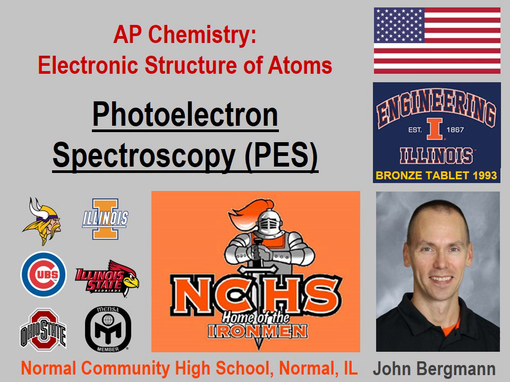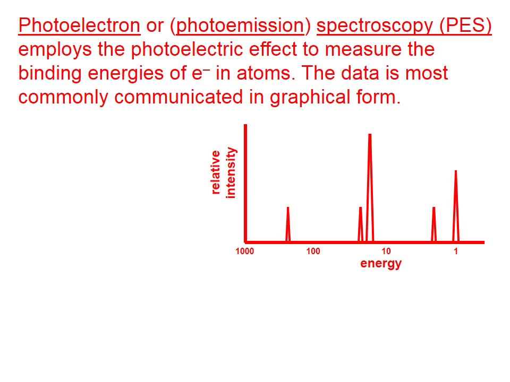Hello! This lesson is entitled Photoelectron Spectroscopy, or PES. Photoelectron, or photoemission spectroscopy, employs the photoelectric effect to measure the binding energies of electrons in atoms. The data is most commonly communicated in graphical form, like we see here on the right side of the screen.